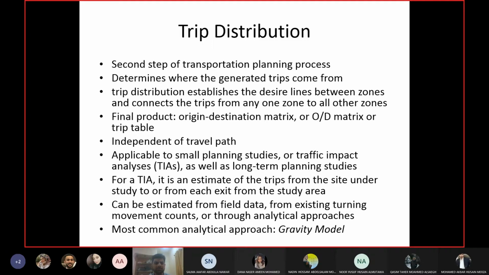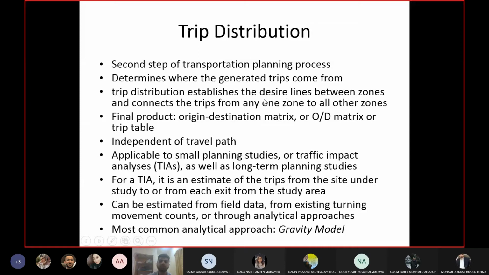Using the trip distribution results, you can make desired lines. See, desired lines. What are desired lines? Desired lines are lines connecting different zones, and the thickness of the line depends upon the number of trips between these two zones.